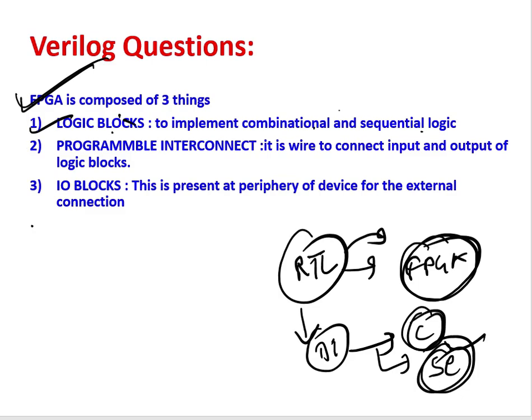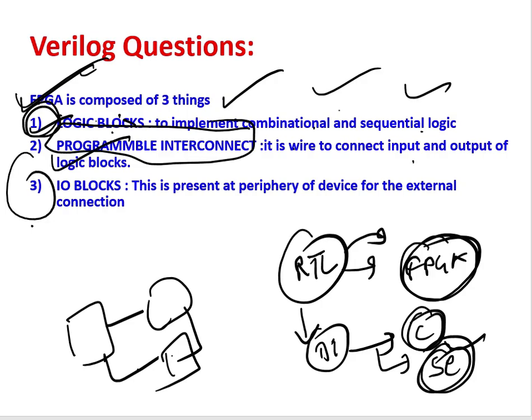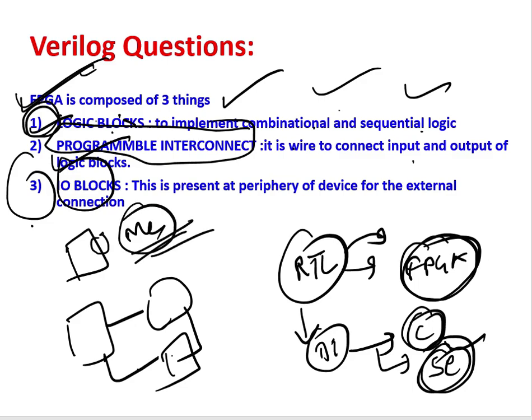So inside FPGA, one part, the logic blocks, is used to implement combinational and sequential logic. The second one is programmable interconnect. Let's say you have three logic blocks and you want to interconnect them. For that interconnection, what is inside FPGA is called programmable interconnect. This programmable interconnect is nothing but wire. It connects the inputs and outputs of the logic blocks. The third part is IO blocks. You have an FPGA board, and now you want to connect one memory module from an external source.